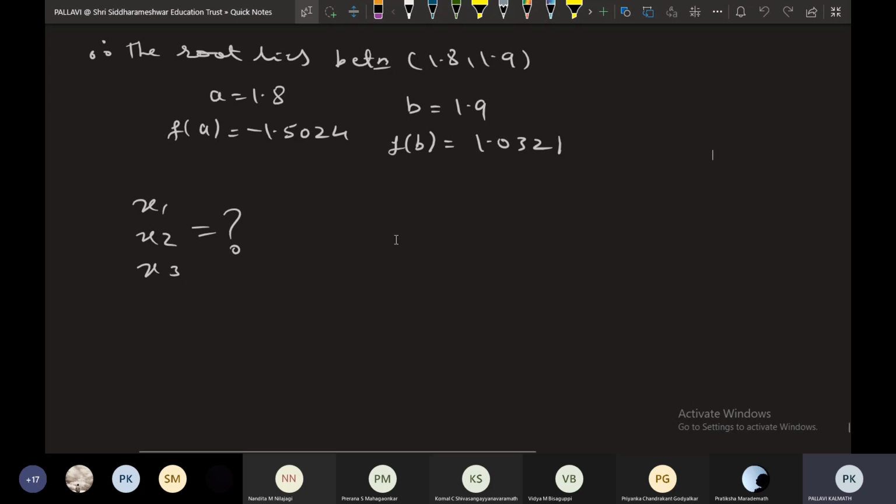Okay, did you all complete this example? Yesterday there was some network problem. We had completed till there. The root lies between 1.8 and 1.9. Completed?